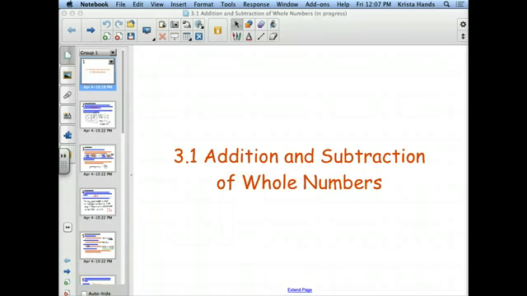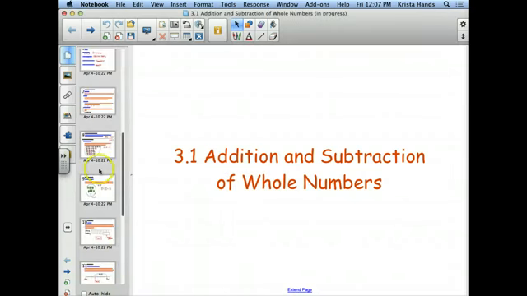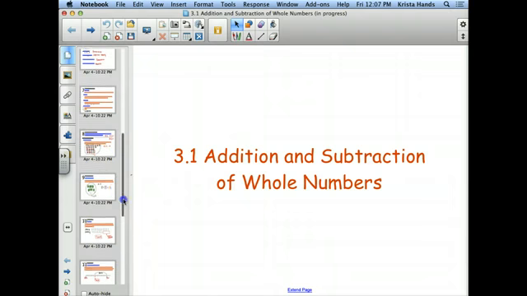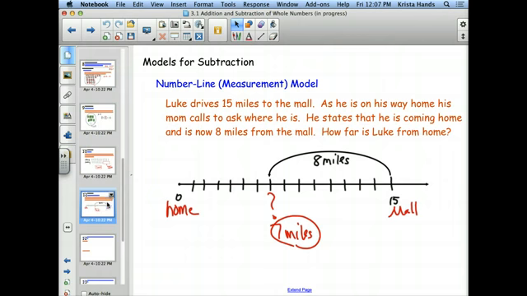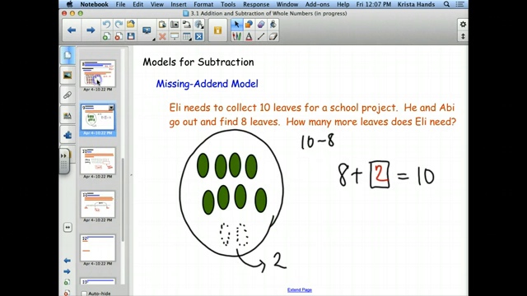All right, so we started 3.1 last time, and we got to the point where we had talked about the different models for subtraction. That's where we left off. Does that sound about right to you guys? And just as a reminder, there were, I think, 4 models.